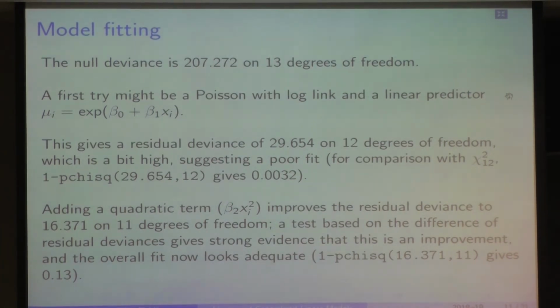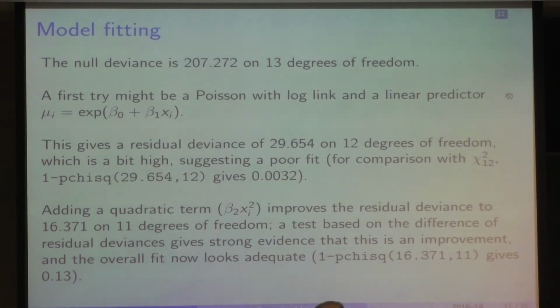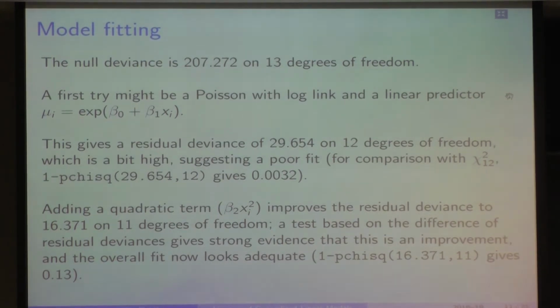but it's not too bad. The p-value we'd get if we assumed that we really did have a chi-squared model for our residual deviance would be 0.13, so it's not generally regarded as significant. So there's no real evidence of a problem, and if we use the test based on the difference in residual deviances for comparing the model with a quadratic term and the one without, we find there's strong evidence to reject the null hypothesis that the quadratic term is 0. So adding the quadratic term has given us what looks like a reasonable fit to the data.